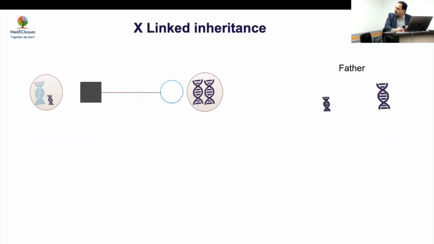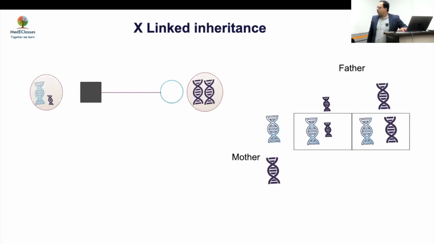So, X-linked inheritance, key characteristics, Naveen. Only males are affected in X-linked disease, and mothers are the carriers. There is no father to son transmission. So if you have father to son transmission, it is unlikely to be an X-linked character.